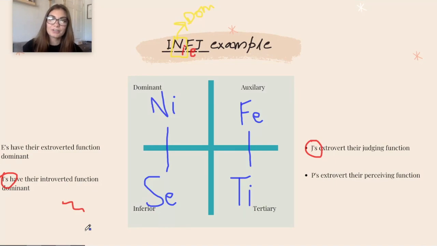And we'll go into in later videos how these functions look when they're in the dominant slot or the auxiliary slot, tertiary, or inferior. But we'll do a few more examples. So basically for an INFJ, their dominant function is introverted intuition. Their auxiliary function is extroverted feeling.